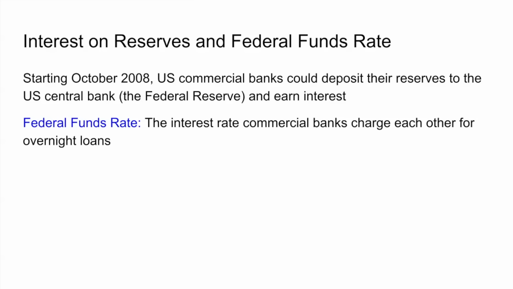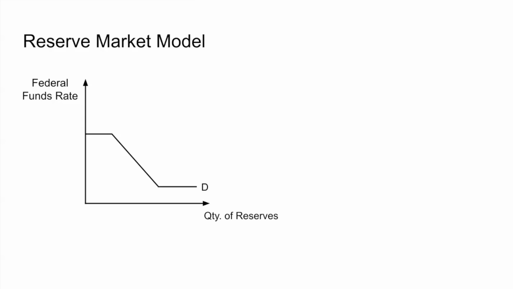In 2008, the US Central Bank implemented a new policy in response to the financial crisis, which is that US commercial banks could deposit their reserves to the US Central Bank and earn interest on those reserves. And the federal funds rate is the interest rate commercial banks charge each other for overnight loans. So this interest on reserves policy introduces us to a new model called the reserve market model.